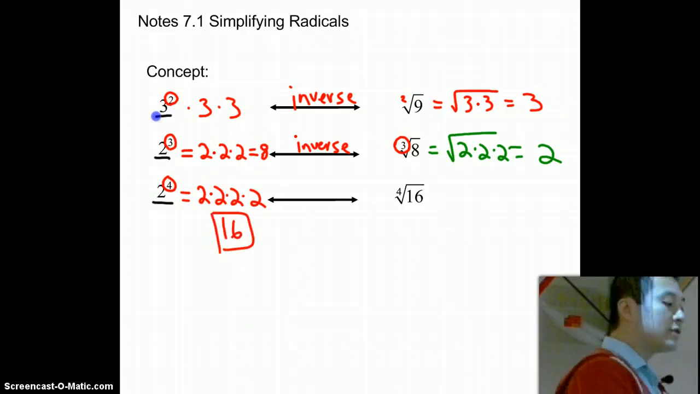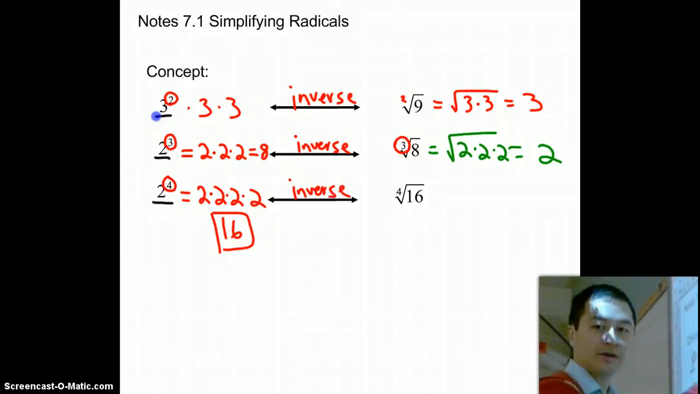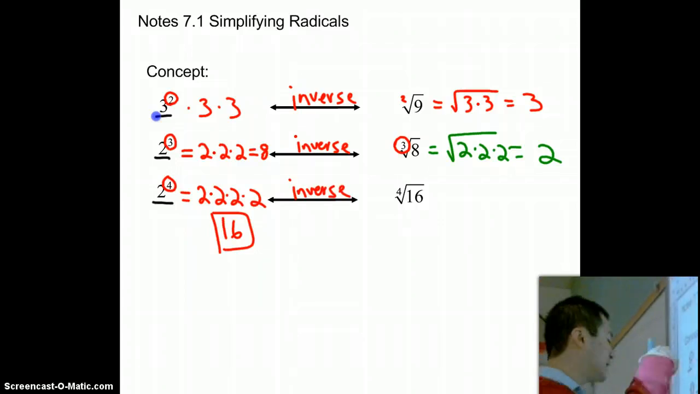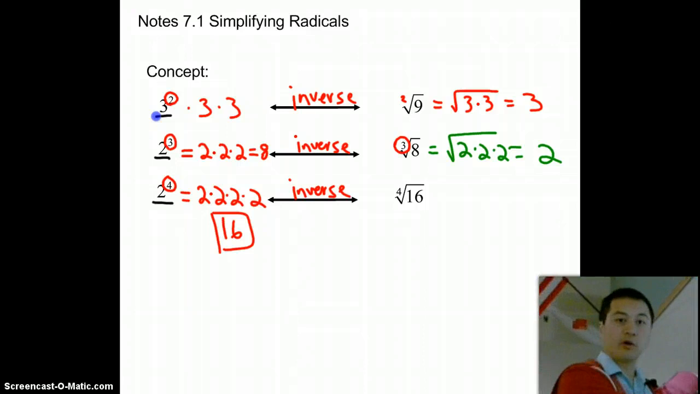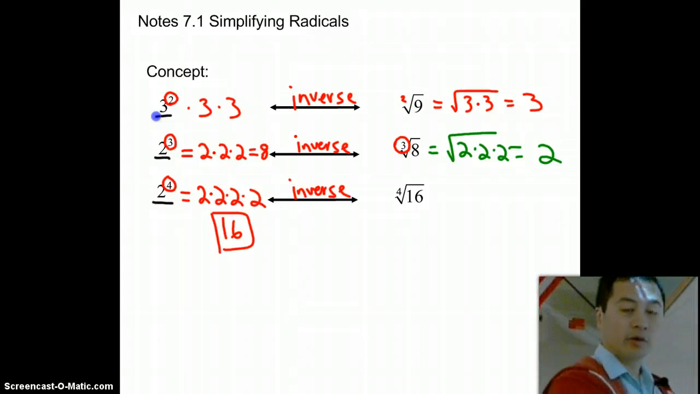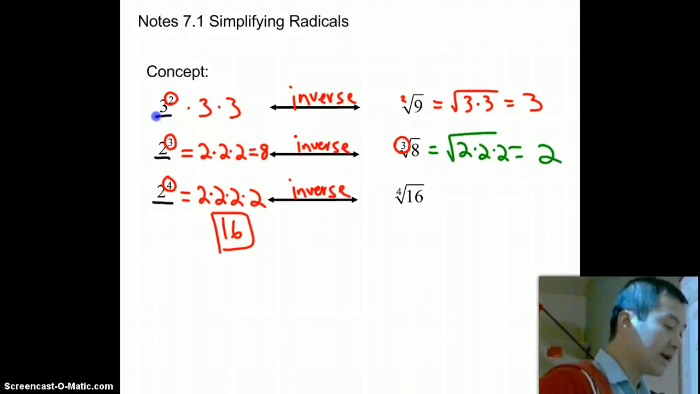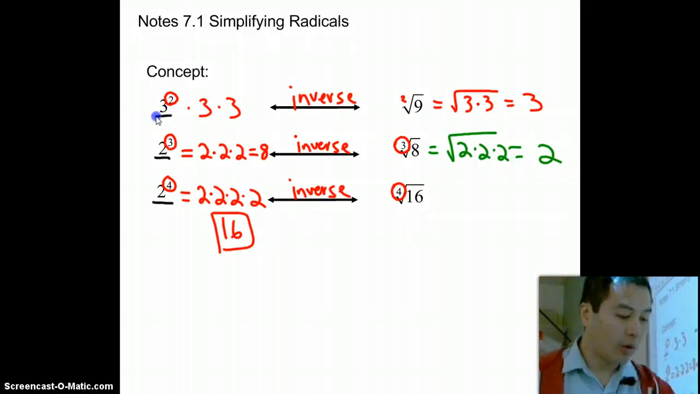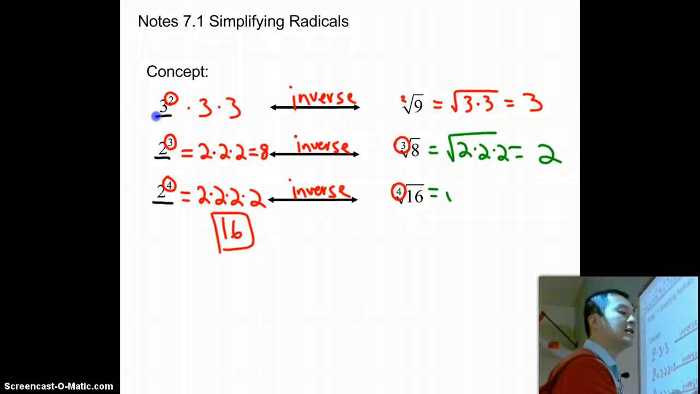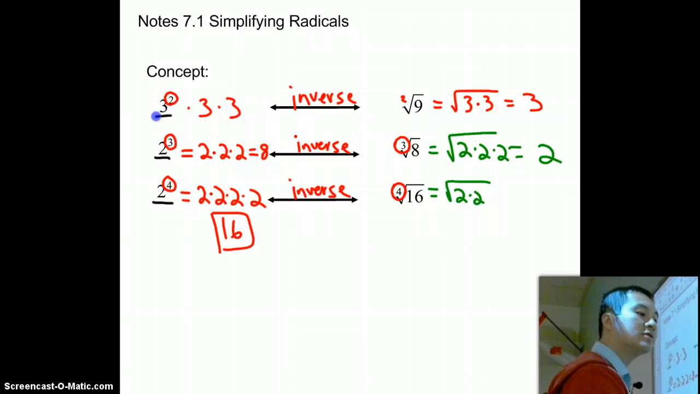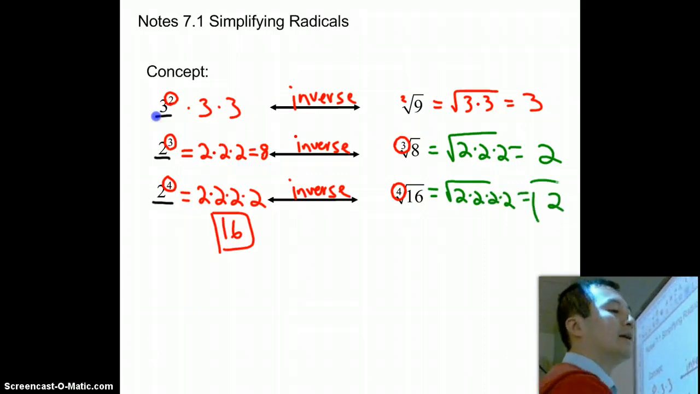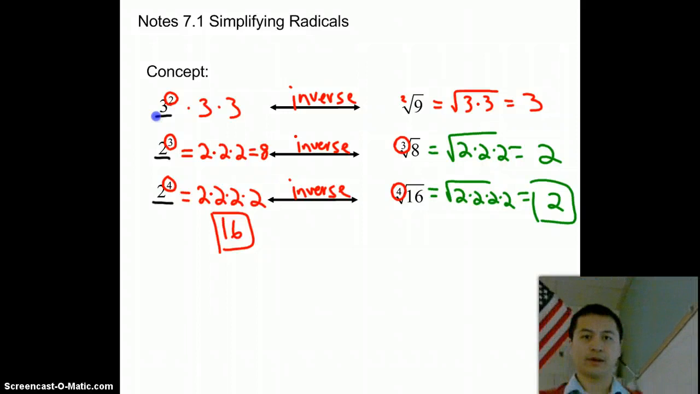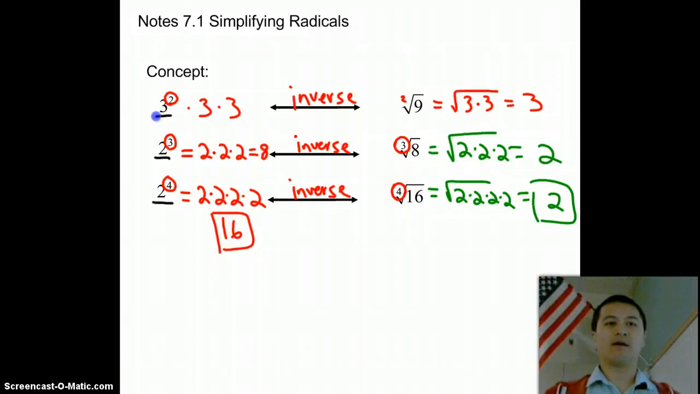Perfect. The inverse operation, and these are obviously inverse of each other: the inverse of 4th root is 4th power, and the inverse of 4th power is 4th root. So what does a 4th root mean? That means you want to see what 4 numbers multiply to be 16. So take a look. 2 times 2 times 2 times 2 is 16. Therefore, take out 4 of them. The answer is 2. How do you feel about the concept behind that?